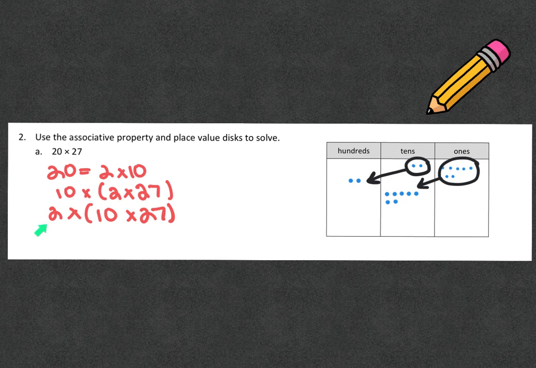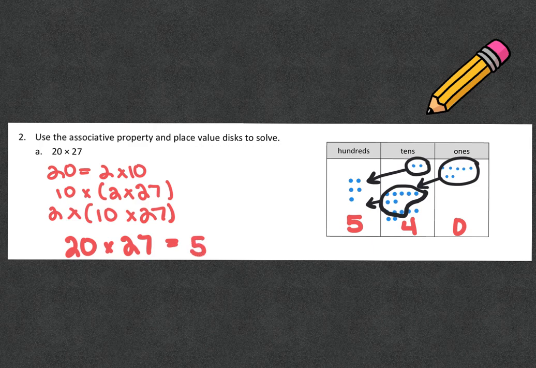Now we need to show 2 times that amount. We will do this by adding 1 more group of tens and 1 more group of hundreds. We can then change 10 groups of 10 to make 1 more hundred. If we add up our total, we now have 5 hundreds, 4 tens, and 0 ones, which means that 20 times 27 is equal to 540.